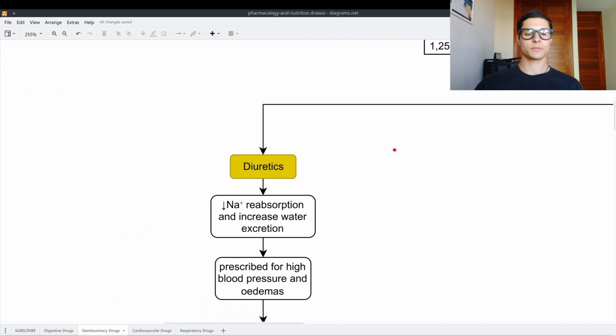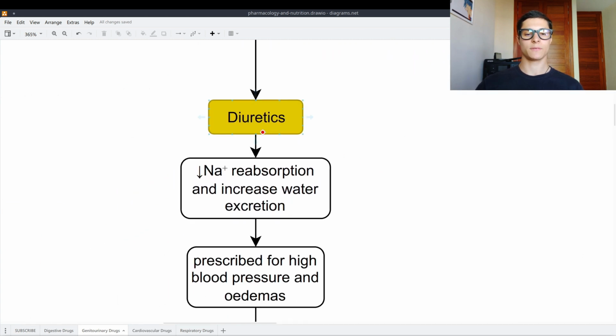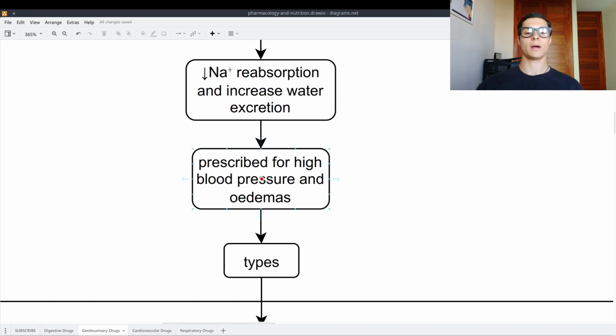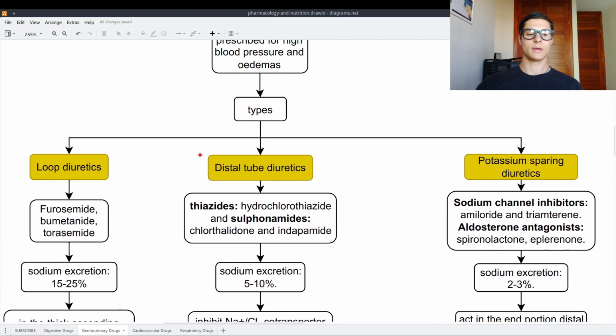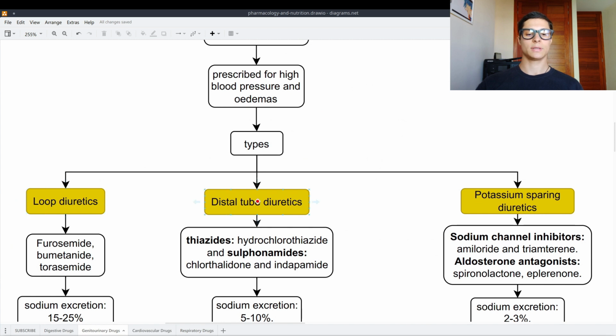So what are the type of drugs we have here? Diuretics first. They are used for lowering the sodium reabsorption and increasing the water excretion. They are prescribed for high blood pressure and edemas. Types. We have the loop diuretics, distal tube diuretics and potassium-sparing diuretics.